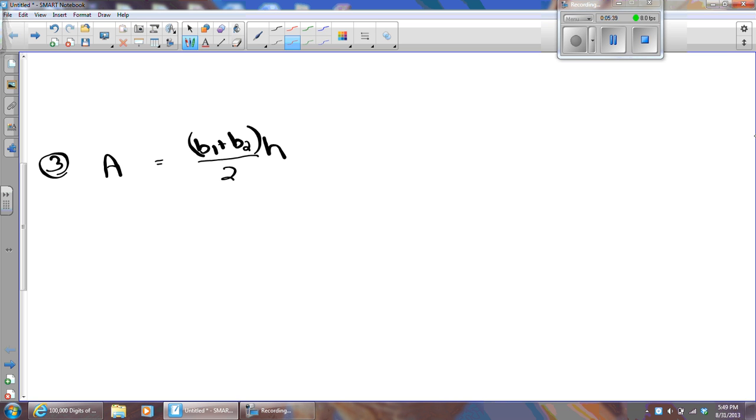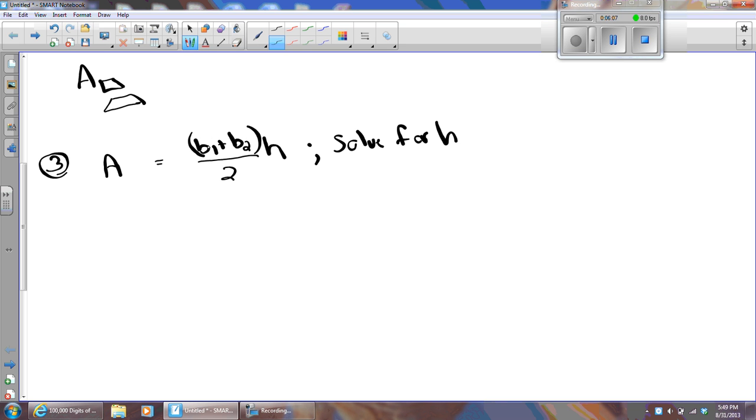Okay, on this one here, I'm going to have you solve for h. Hopefully you recognize this formula. It's the formula for the area of a trapezoid. You know, one pair of parallel sides. Okay, sometimes they look like that. Sometimes they look like this.